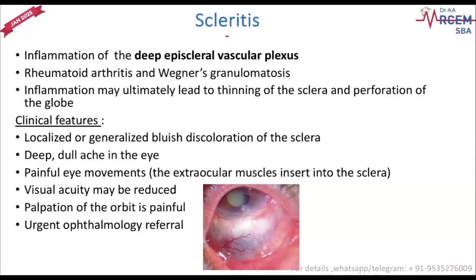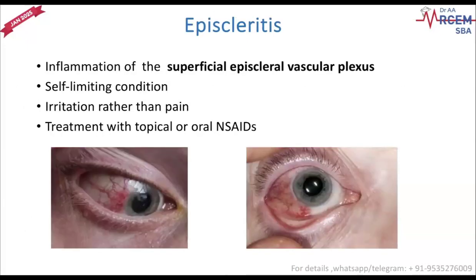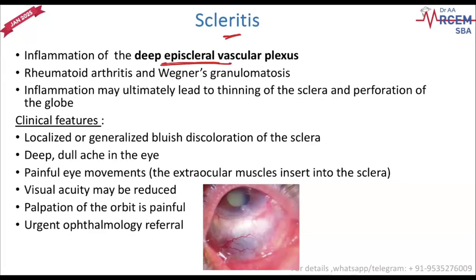Scleritis, there's something known as scleritis, where the deep episcleral vasculature is involved. Episcleritis is where the superficial vasculature is involved. When deep episcleral vascular structures are involved in scleritis, what will happen? That will result in color change of the sclera. It becomes more blue in color, as you can see in this image. And this will cause thinning of the sclera.